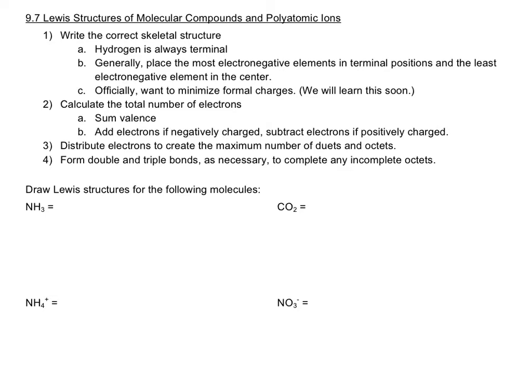Okay, so the first thing that you need to do when you have a molecule to draw is to figure out the correct skeletal structure. So you know that hydrogen is always terminal, which means that hydrogen is never going to be in the middle because it can only make one bond. And you generally place the most electronegative elements in the terminal positions and the least electronegative one in the center. This is not always true, but it's a good place to start.